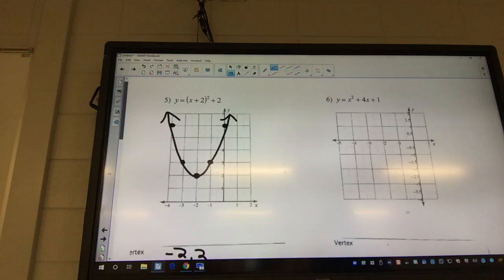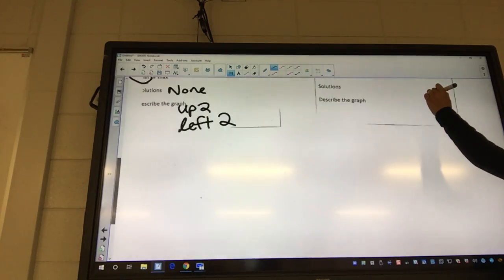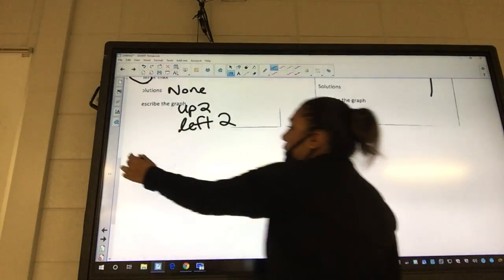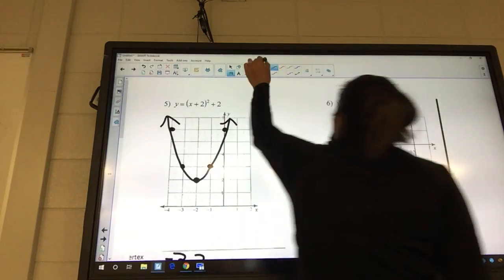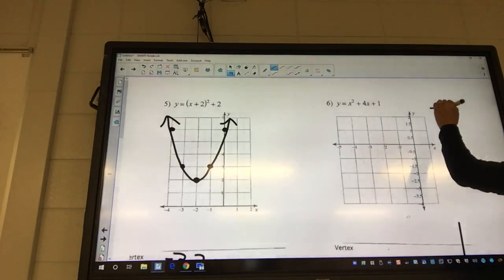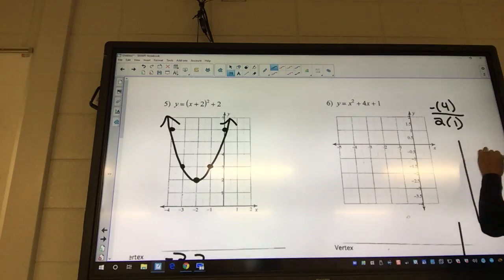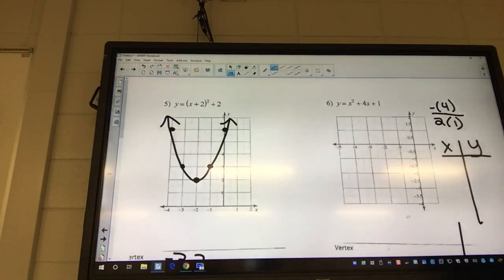Okay, 6, standard or vertex form? Standard. Okay, so what do we do? Negative b over 2a, so yes, -4. Negative parenthesis 4 over 2, what's my a? 1. Okay, and what'd you get for that value? -2. Yep, pick 2 more. -3, -4. And then you're ready to plug in.